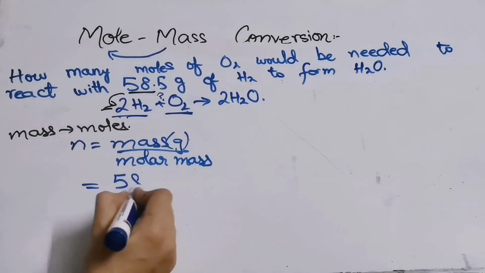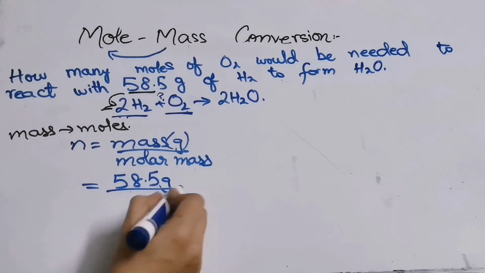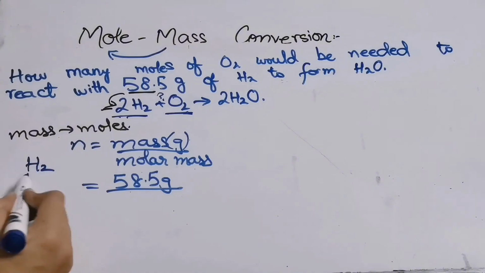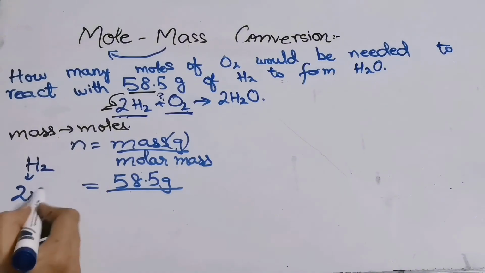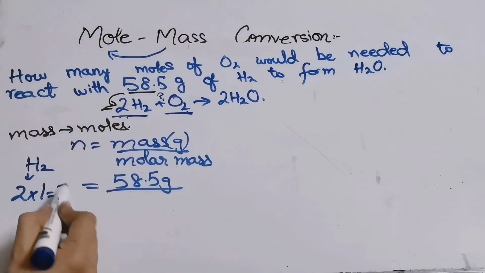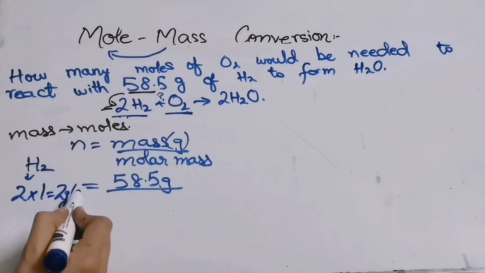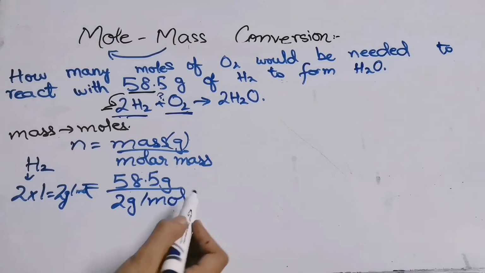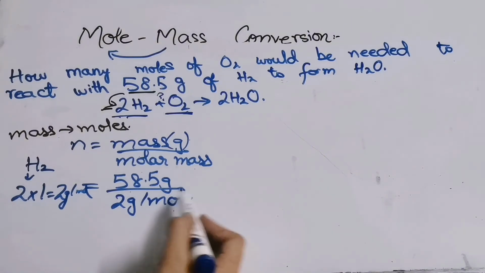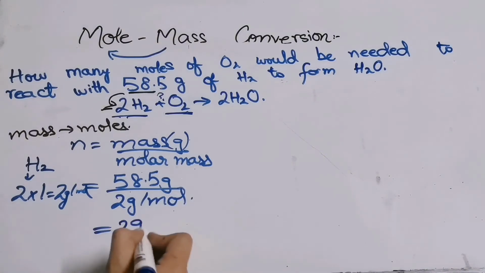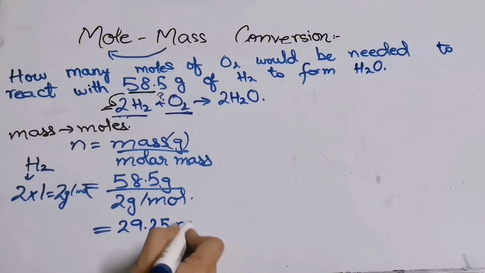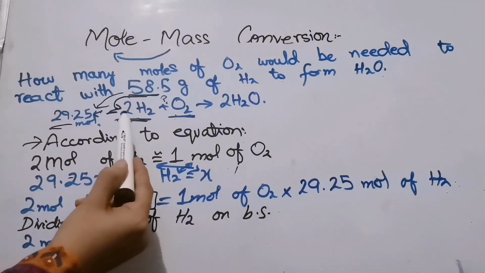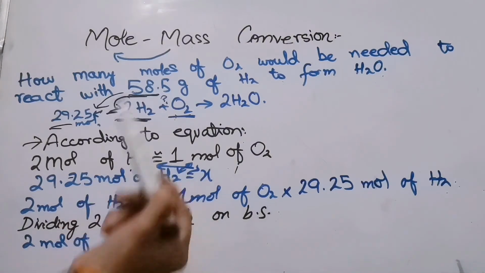Mass is equal to 58.5 gram divided by the molar mass of H2. How many H do we have? 2. And what is its atomic mass? 1. So we have molar mass 2 gram per mole. So here we will write 2 gram per mole. After calculating it, we will get an answer of 29.25 mole.